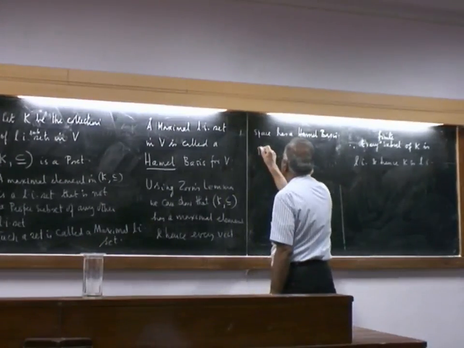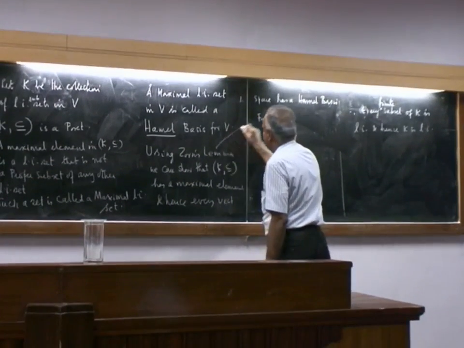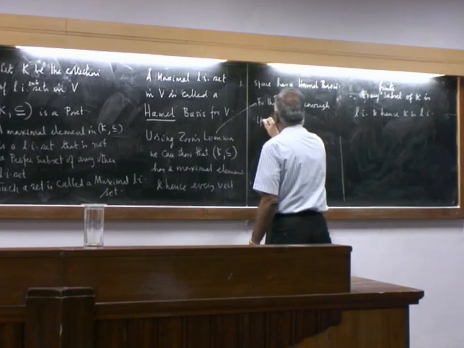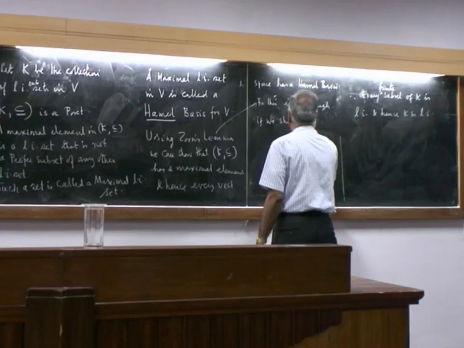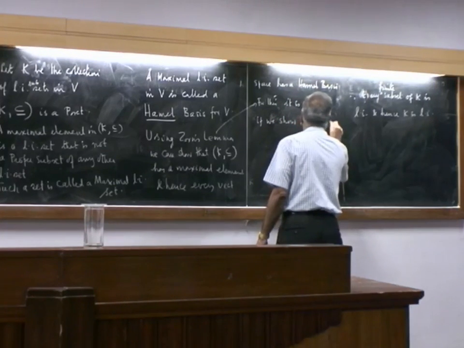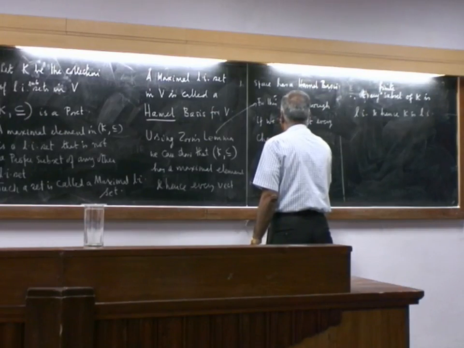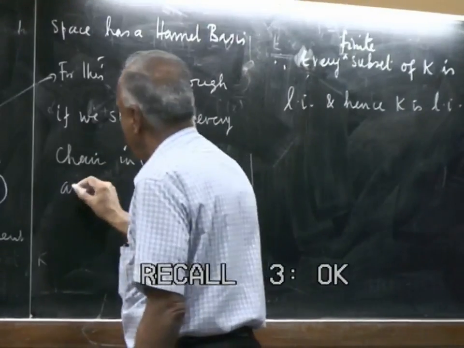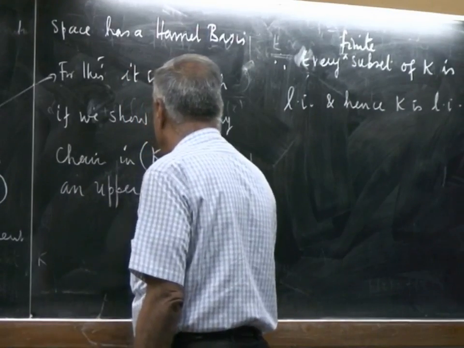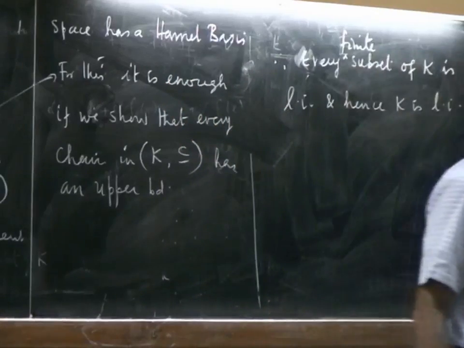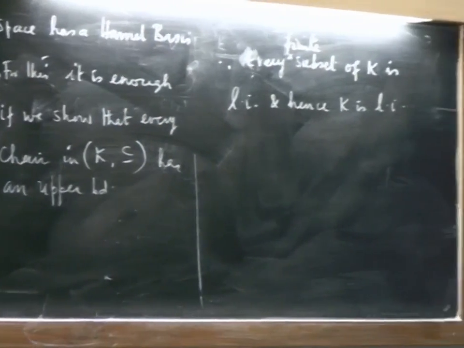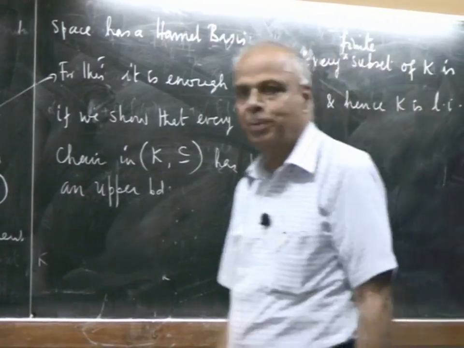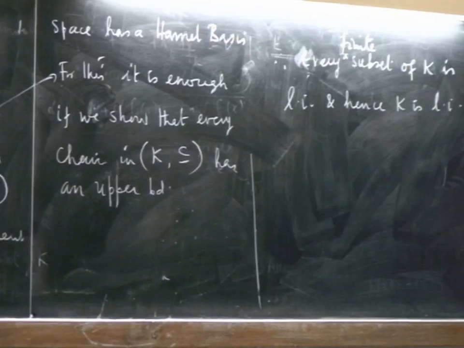So, for Zorn's lemma, it is enough if we show that every chain in the collection of all linearly independent sets has an upper bound. That is all we have to show. Automatically Zorn's lemma says it has a maximal element. A maximal element, by what we have seen in this poset, is just a maximal linearly independent set, and that is what is called a Hamel basis.